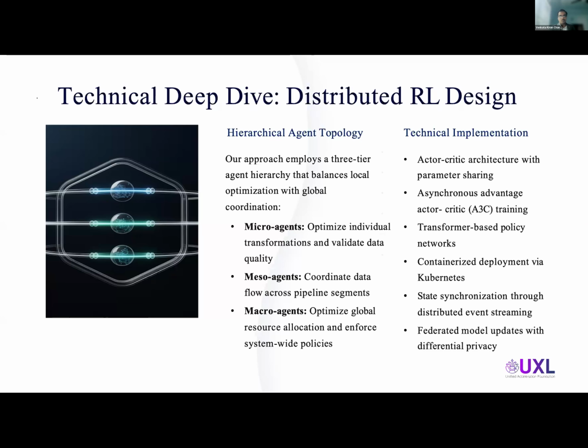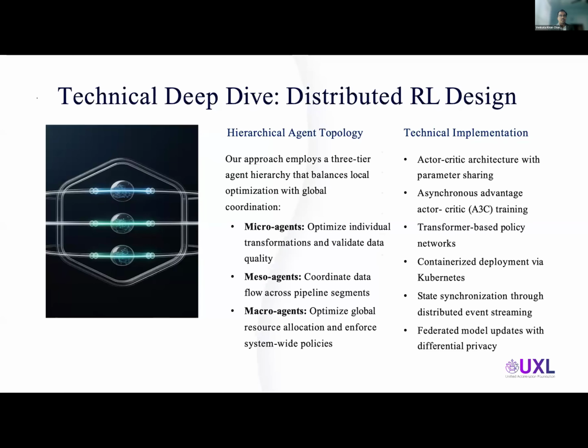These micro agents are responsible for cleaning the records and the data. Meso agents operate at the pipeline segment level, deciding how batches flow across clusters. When it comes to macro agents, these act as global overseers, allocating compute budgets, setting compliance thresholds, and coordinating between segments.